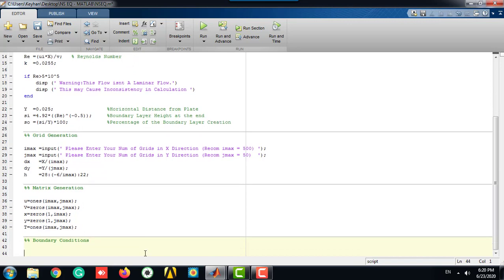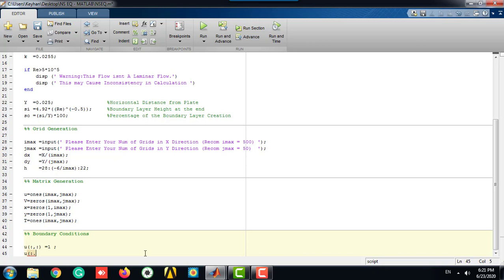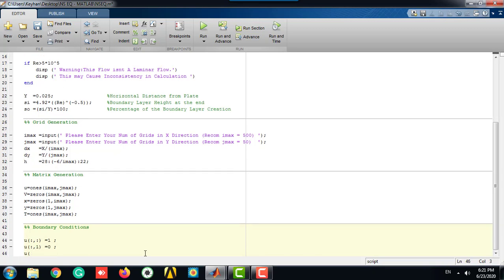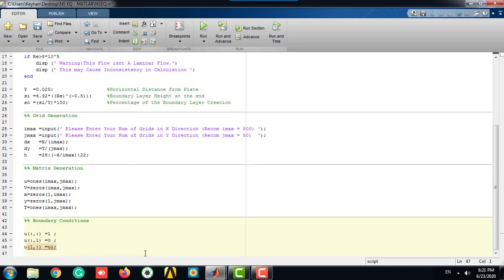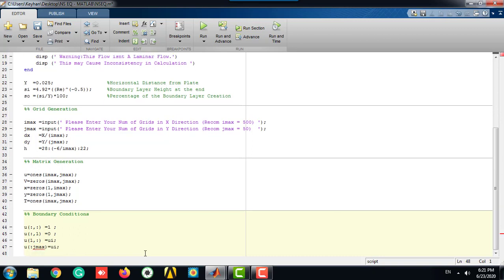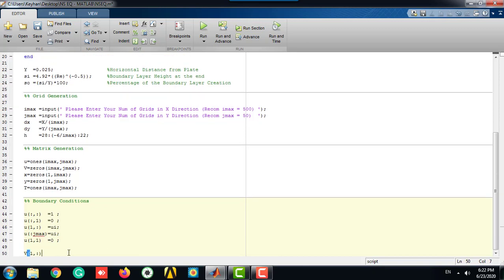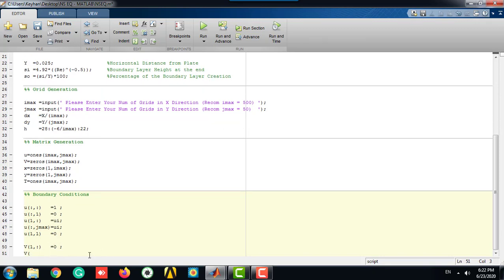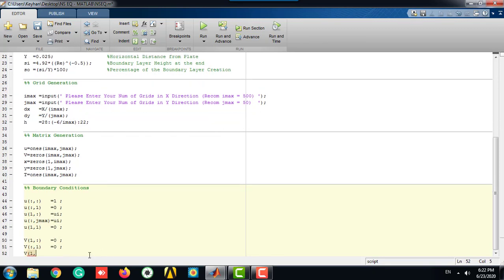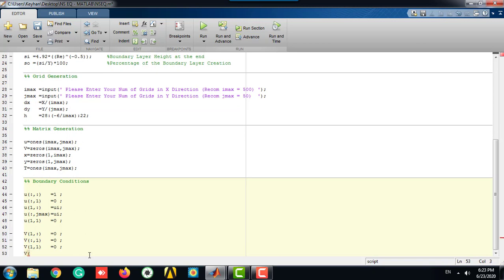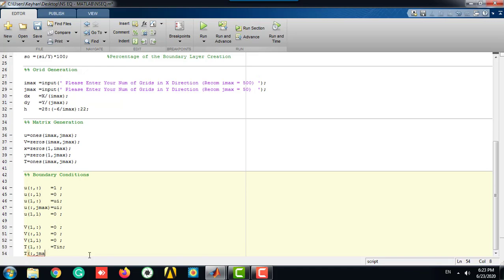Last part of definition is defining boundary conditions. In the second line is the defining no slip condition. Third and fourth are the u infinite, in the first and last point in x direction. V is 0 to help having one direction velocity problem in the beginning, and T is T infinite in the initial condition and in the end.